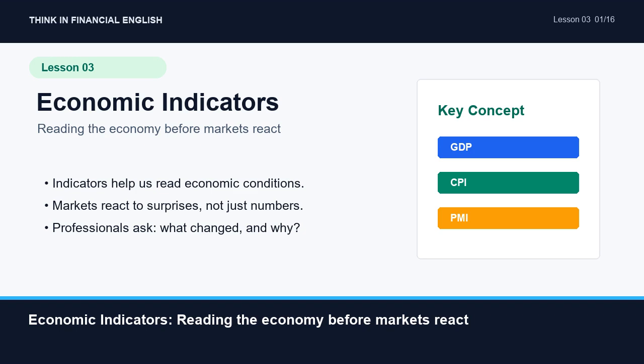In the first two lessons, we mapped the flow of capital and identified the major financial institutions. Today, we learn how professionals read the economy. Economic indicators are numbers that help us understand growth, inflation, employment, production, and trade. Economic indicators are not just numbers. They are signals that help investors, companies, and policymakers understand where the economy may be heading.